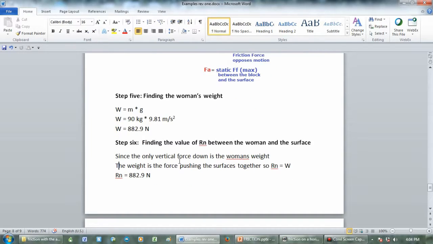Step 6, finding the value of Rn between the woman and the surface. Since the only vertical force down is the woman's weight, the weight is the force pushing the surfaces together, so Rn equals W. So the normal reaction force for the woman is 882.9 newtons.